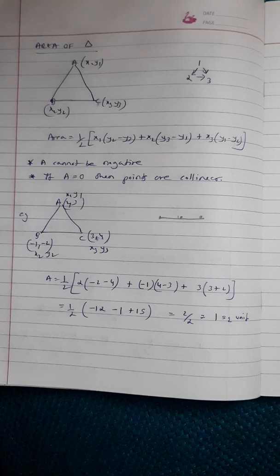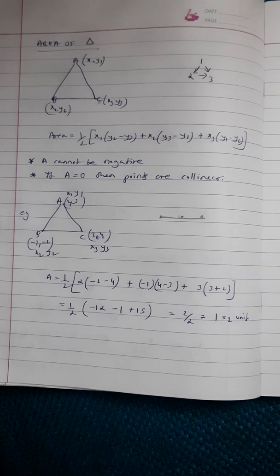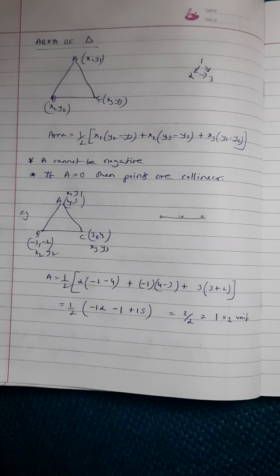So like this you could get the answer in decimal fraction, but certainly you should not get it in negative. If it comes negative by chance, then you will say area cannot be negative and write the positive value of that. If it comes 0, please note that the points are not forming the vertices of a triangle, they are collinear points.